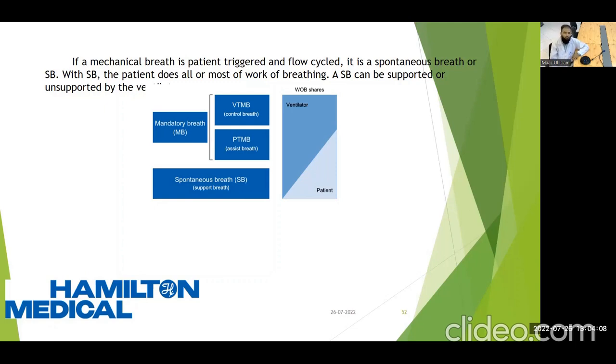We have a spontaneous mode in the mechanical ventilator, so this phenomenon we can easily understand in the spontaneous mode. Here I want to say that there are basically two types of spontaneous modes. Number one is pressure support mode, and number two is volume support mode. Most of the ventilators we have offer pressure support modes.